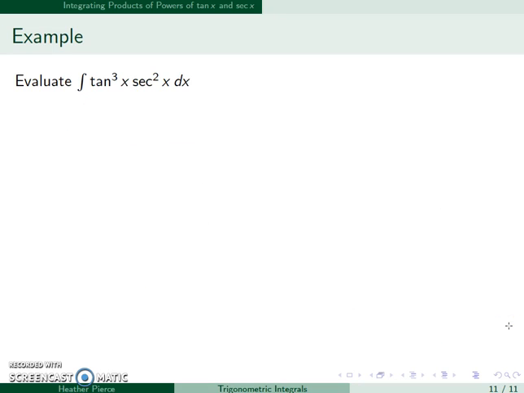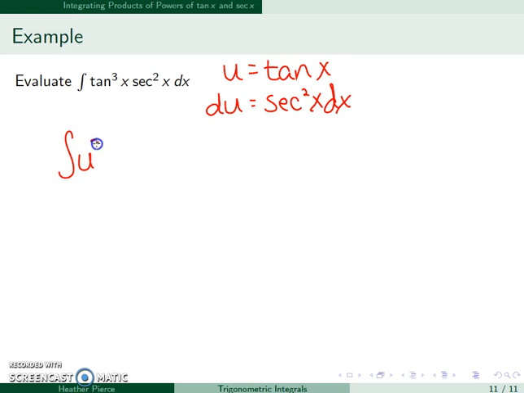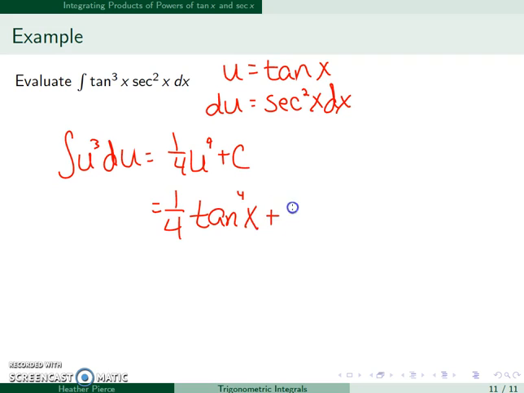Let's do another one that's a little simpler. In this case, the power for tangent is odd, and the power for secant is even, so you can use either one of our two formulas. I'm going to use the first one, which says that we'll break off a secant squared, and then we're going to use this substitution: u is tangent x. That makes du equal to secant squared x dx. So this is now the integral of u cubed du, which is 1 over 4 u to the 4 plus c. So 1/4 tangent to the 4th x plus c.